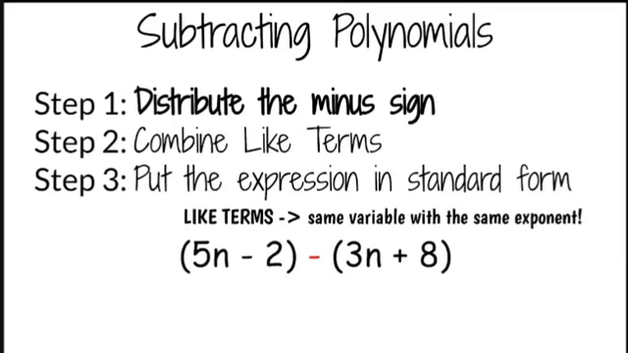So that gives you all of your steps. You're distributing the minus sign first, combining any like terms that you have, just like we did earlier, and then putting the expression in standard form so that it is organized, it's neat, and in the correct tidy form before we move on. The big key is that we are distributing the minus sign first. I did put these slides in your polynomial notes that you have, just so that you can access them at any time as well.